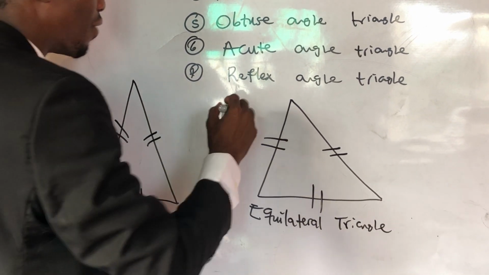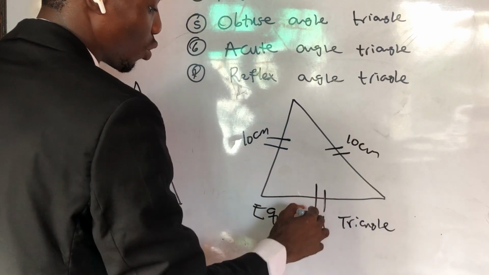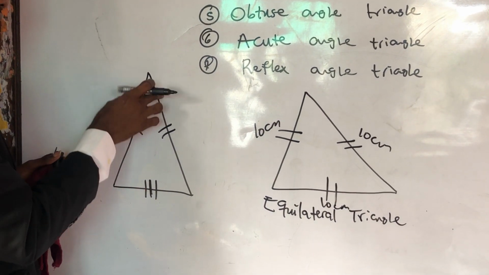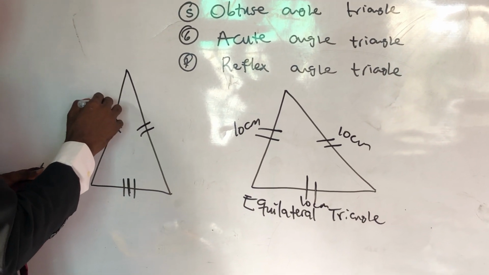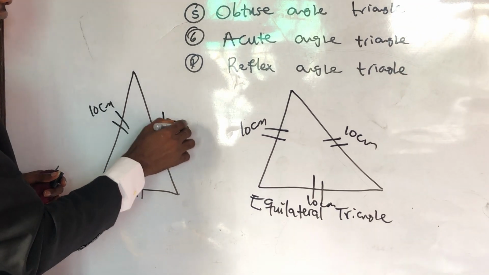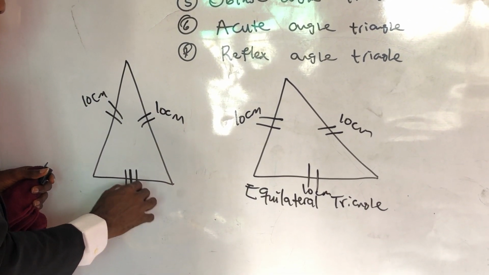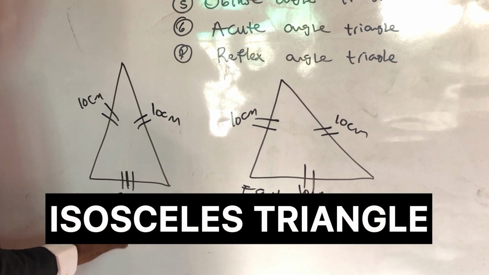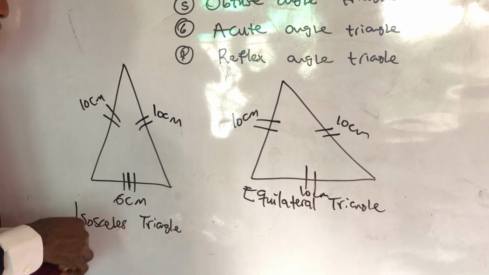That is, if you have 10 centimeter here, this one too will be 10 centimeter. But in this case, only this and this are equal. This is not equal. So if this one is 10 centimeter, this one too will definitely be 10 centimeter, and this one can be 6 centimeter. So this is what we call isosceles triangle.